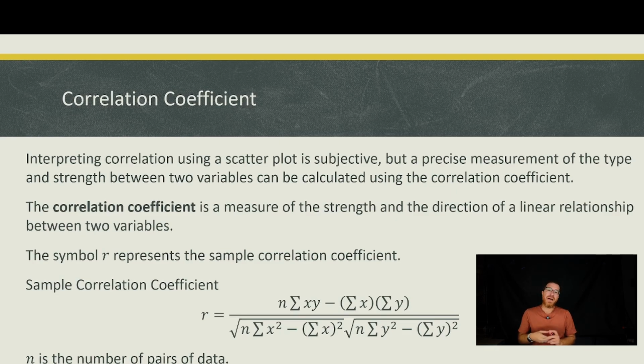So now we're going to look at how we actually calculate a correlation coefficient. The correlation coefficient is a measure of the strength and the direction of a linear relationship between our two variables. The symbol R is what we're going to use for our sample correlation.